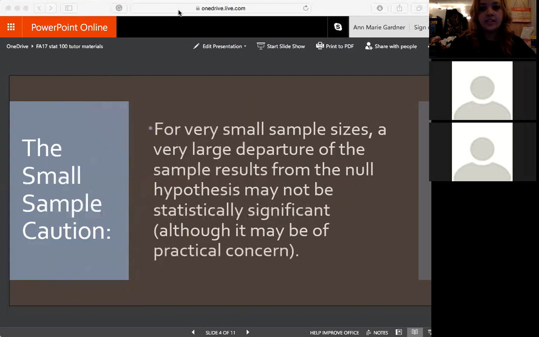So for small sample sizes, we have to look out for a large departure from the sample results. They're kind of inverse of each other. If we have small sample sizes and there's a large departure from the results, maybe it isn't going to be statistically significant, but if we look more into it, it could be practically significant, meaning it could have actually been something that we could have used. So in the end, it's motivating us to use a larger sample size, as we've been talking about the whole semester.